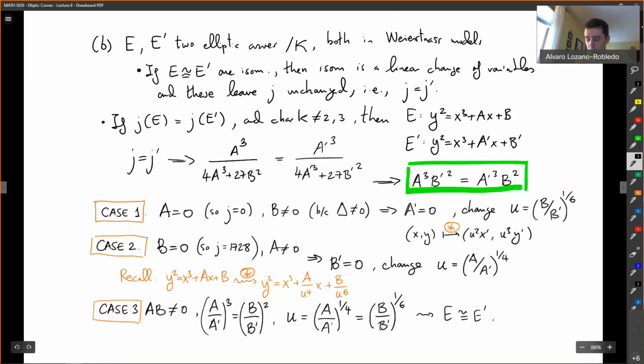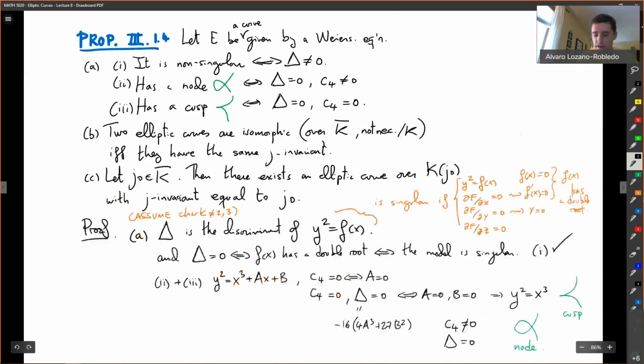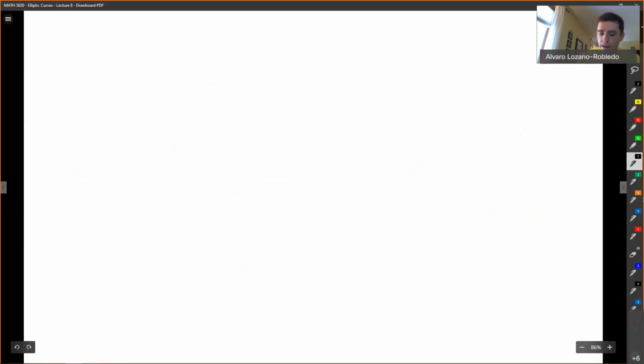Okay. And that proves part B. Right? So you'll see that the j-invariant being equal and the fact that we can reduce everything to short Weierstrass models makes this computation easier, to check that you have the means to find those isomorphisms. The last part of this proposition, let's go back to the statement, is my favorite. This is the fact that for every number in K bar, there is an elliptic curve with that j-invariant. So let's prove that.